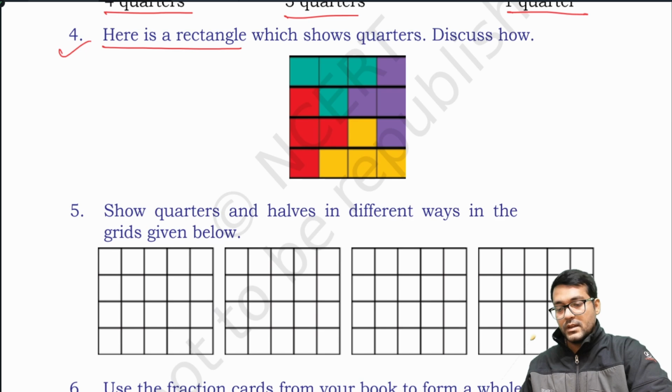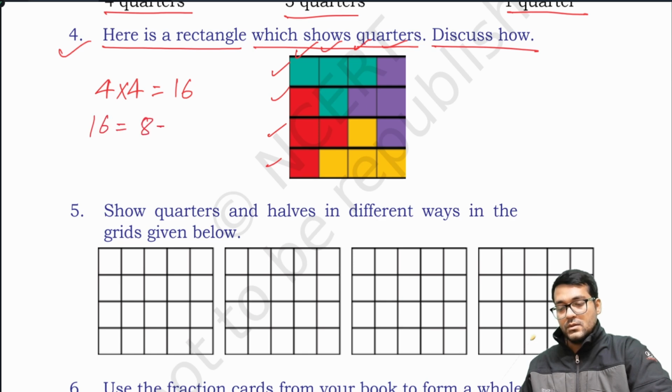4. Here is a rectangle which shows quarters. Discuss how. You can see 1, 2, 3, 4. 1, 2, 3, 4. There are 4 into 4. That means 16 blank spaces. And 16 could be split into 8 and 8. That is half. And then 4 plus 4 plus 4 plus 4. So out of 16, 4 are red, 4 are yellow, 4 are purple and 4 are green. That means all colors show 1 quarter.